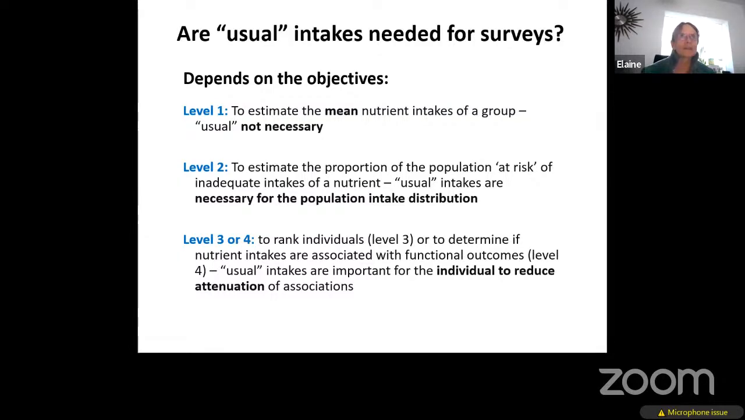So if we're trying to look at the relationship between zinc intakes and linear growth in children, then an estimate of the usual intake of each individual becomes much more important, because otherwise we get too much error that's influencing that relationship. And I've got some slides to explain this.